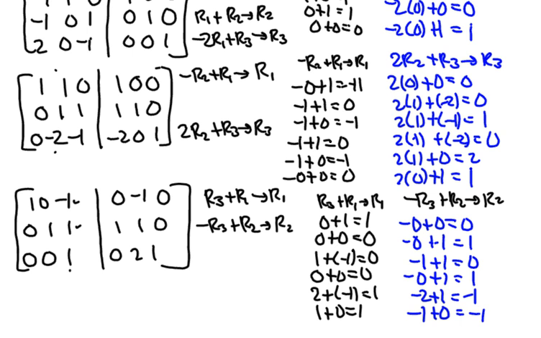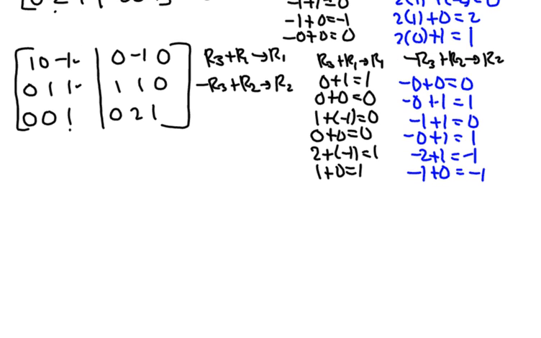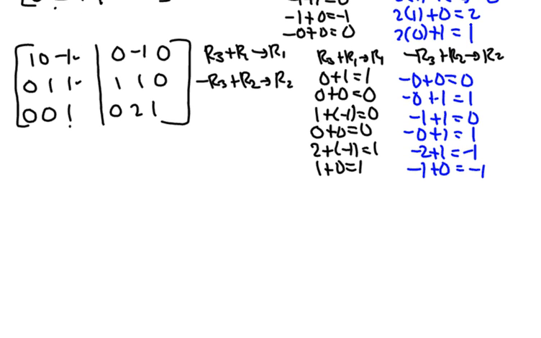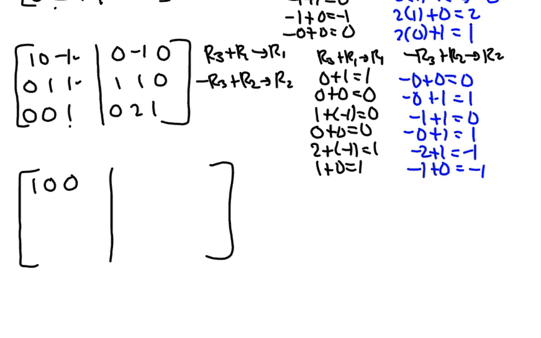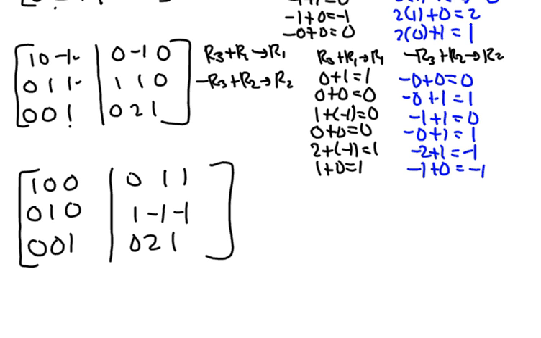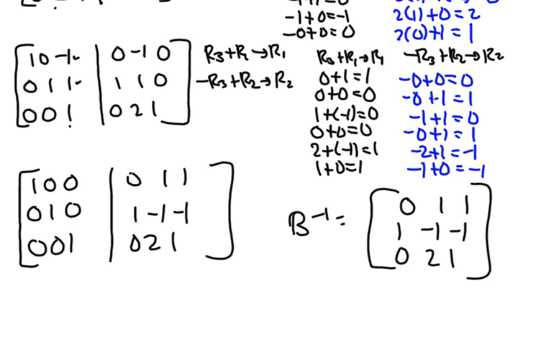Okay, so now I'm going to rewrite this matrix again. So put in my new row 1, my new row 2, and then row 3 remains the same. Okay, so according to this then, B inverse is going to be this 3 by 3 matrix.